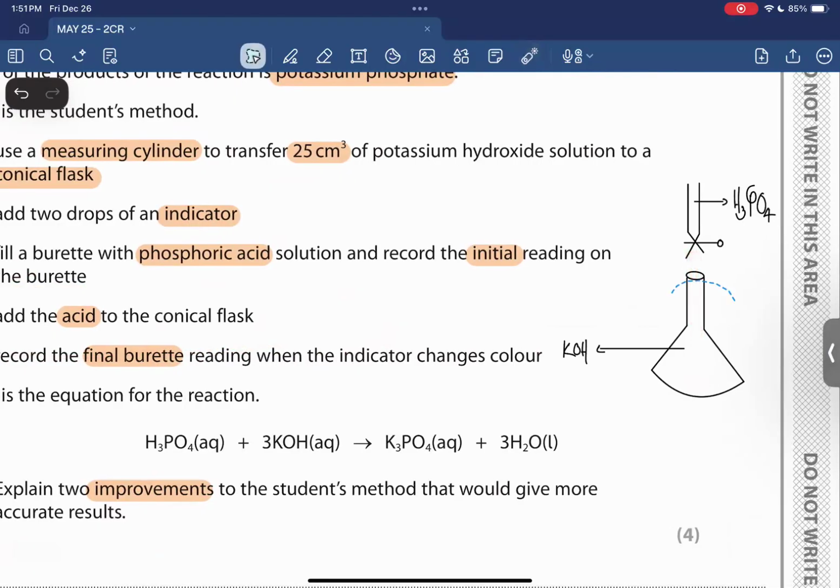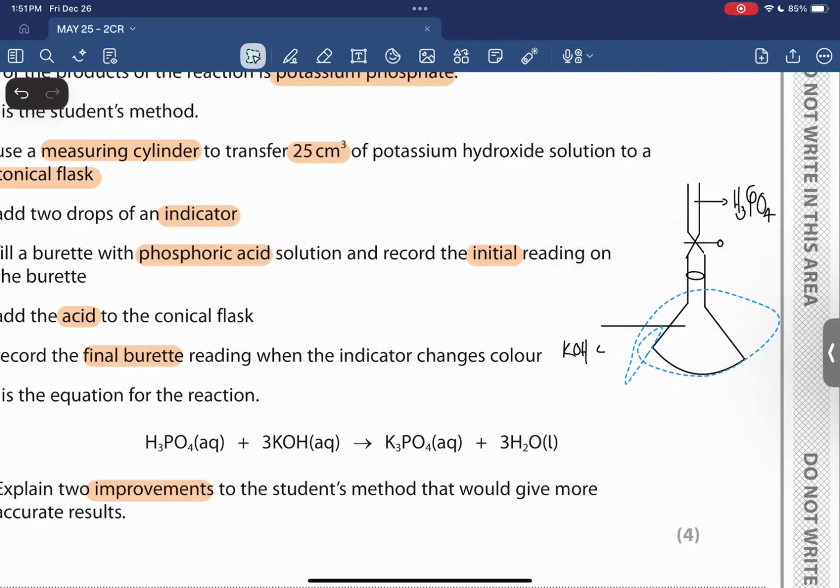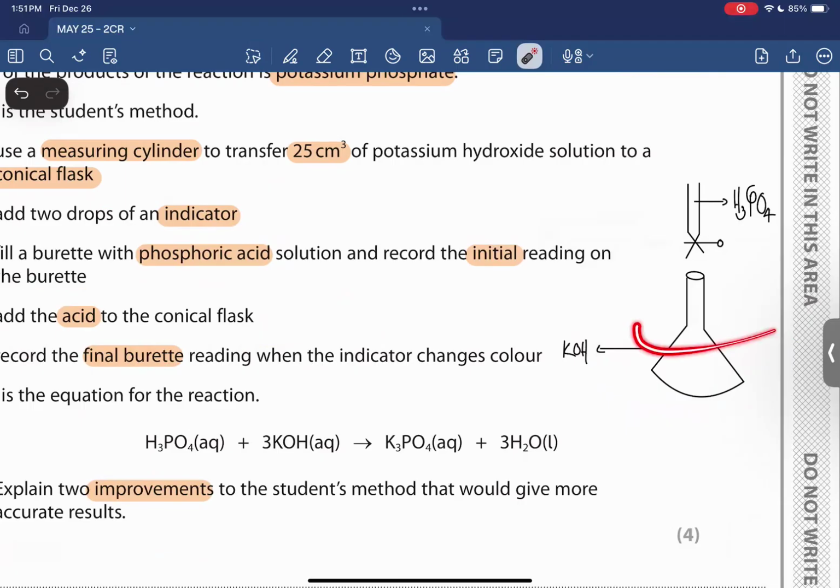So once you have it, what you have to do is shake this entire flask, swirl it around. Why do you even do this? To ensure that the acid and the alkali are fully mixed together, or they have reacted. You have to swirl it while you are adding the acid. So this is basically the overall process that they are carrying out.